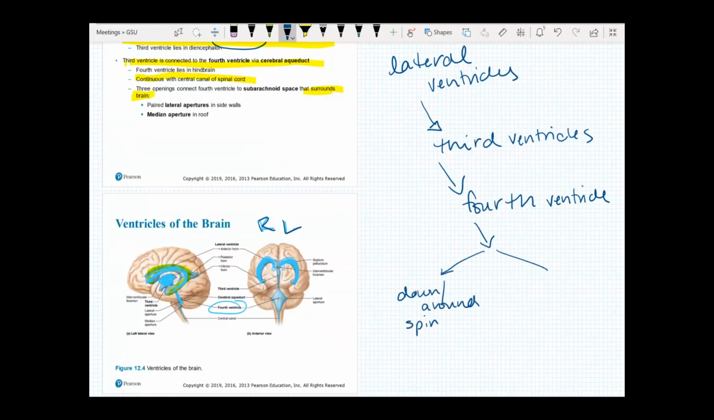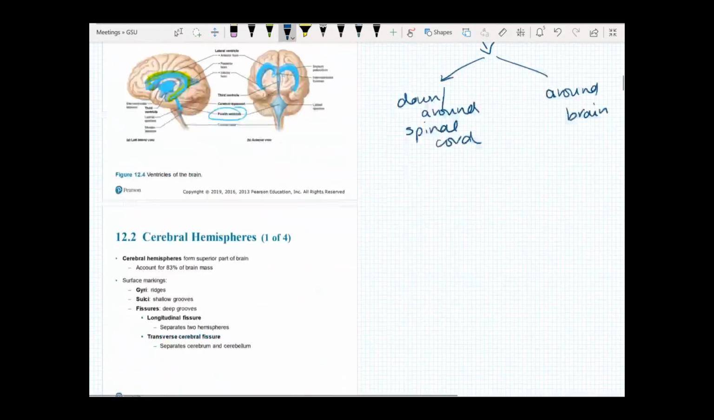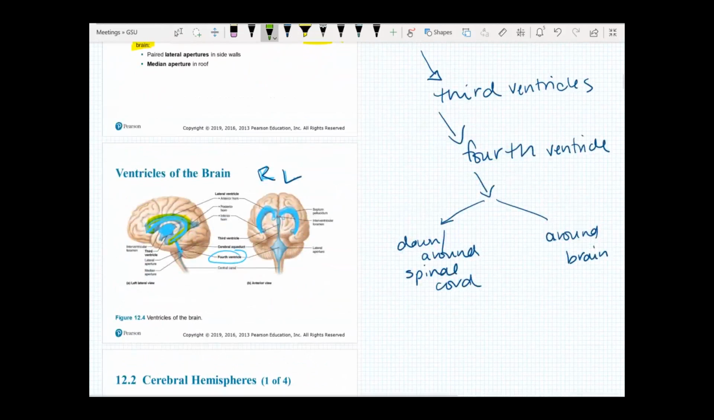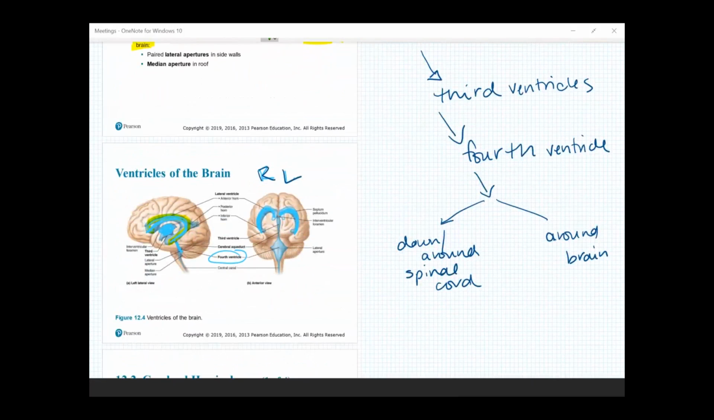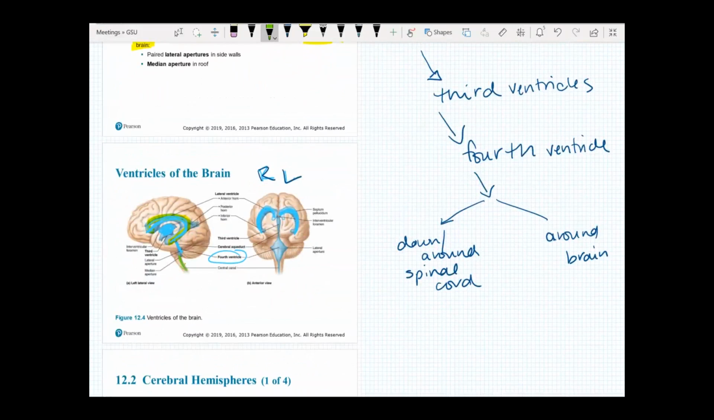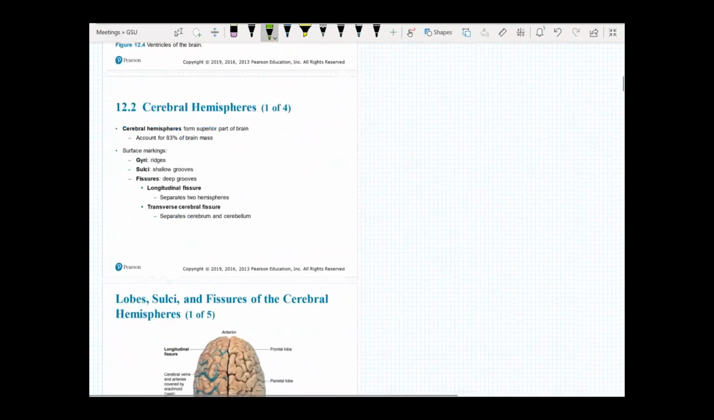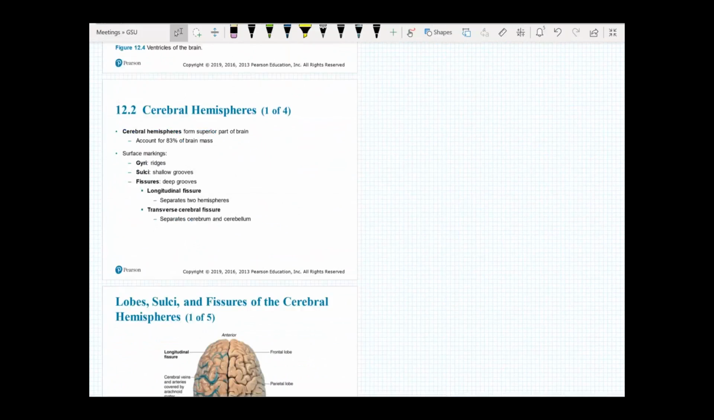And then the next part will go around the actual brain itself. So it'll cycle back around the brain. An example of that is it'll come down through here, and it'll either keep going down or it will circle back around the brain.